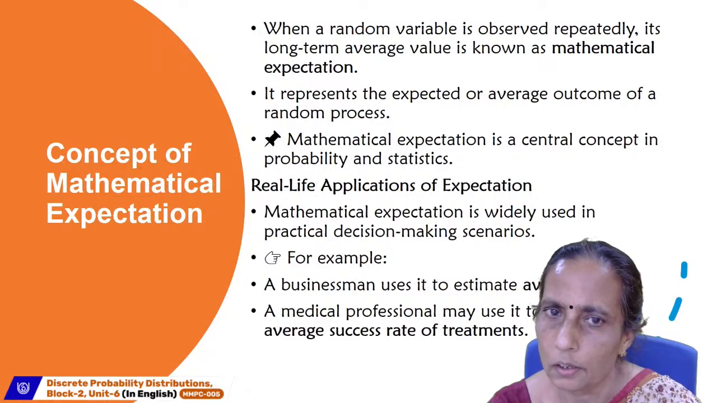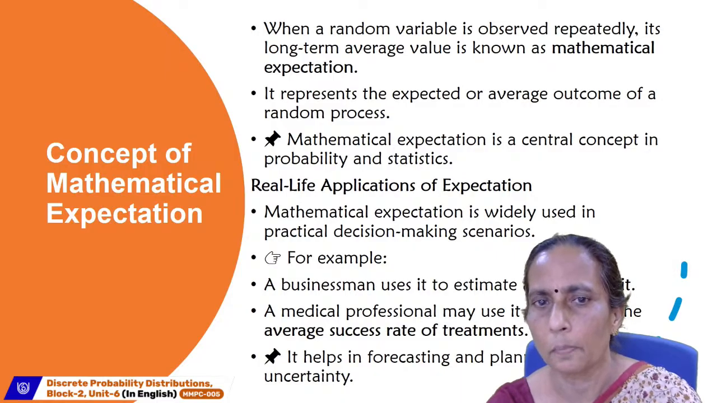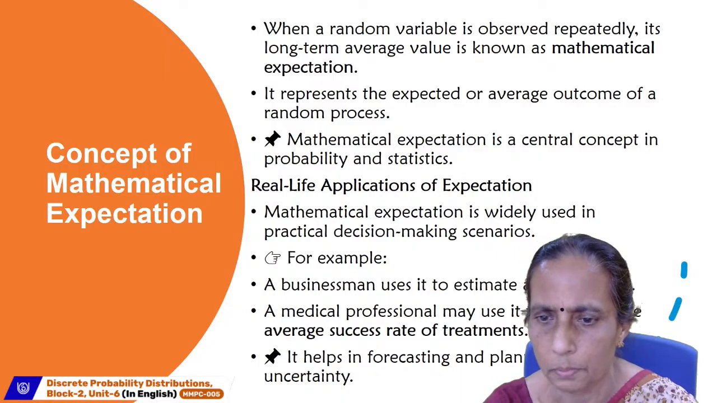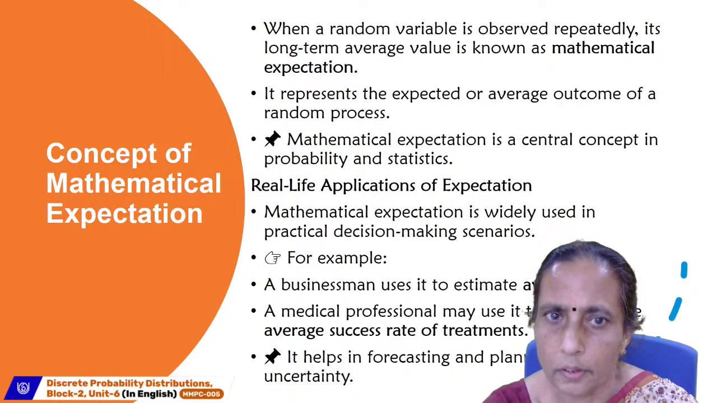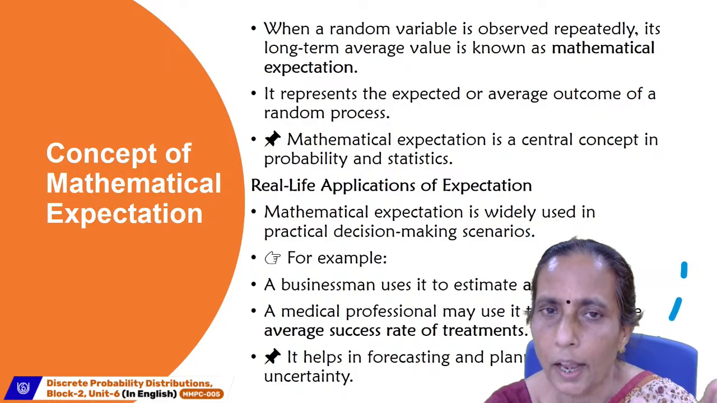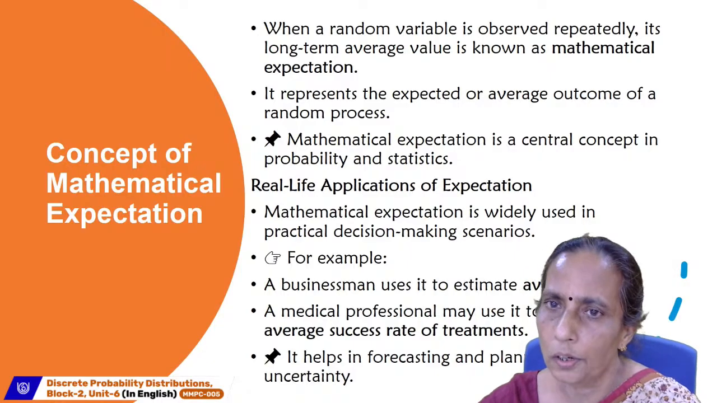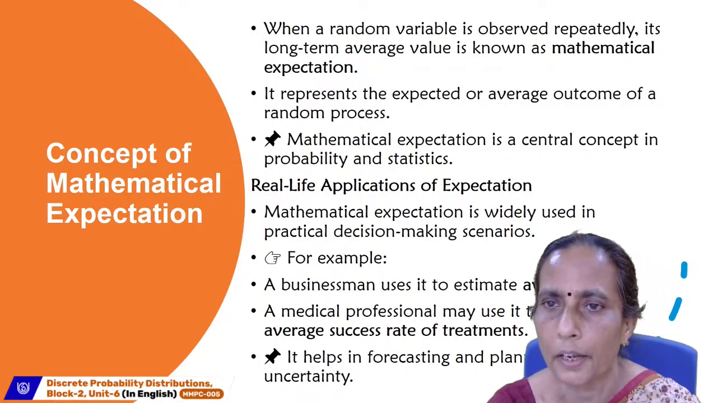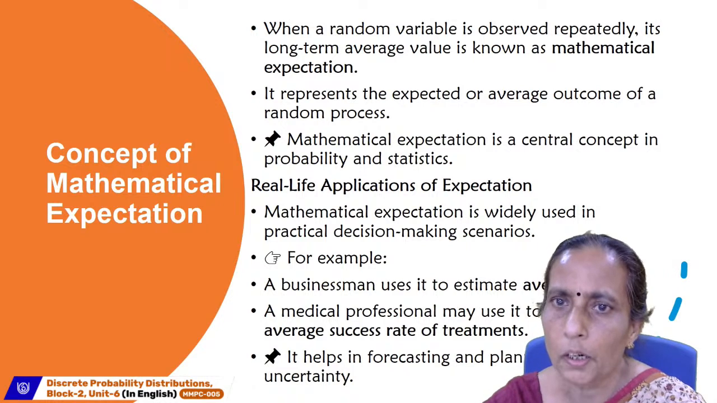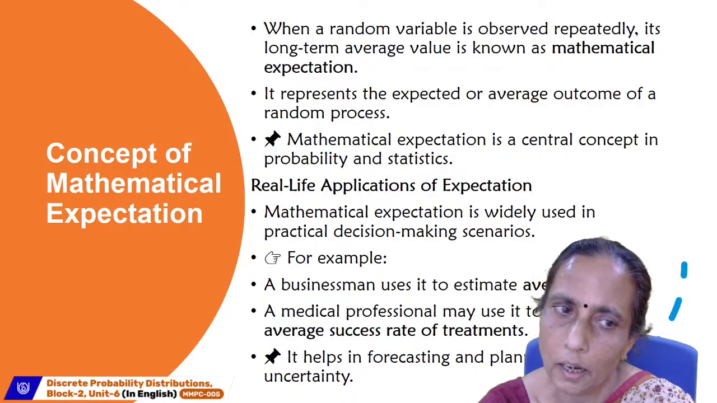So when a random variable is observed repeatedly, its long-term average value is known as mathematical expectation. Okay, long-term average value. Exactly how we will be calculating the mathematical expectation of a probability distribution, we are coming to in our future slides. So when we are observing a random variable repeatedly, its long-term average value, that means the number of times I am observing the behavior of my random variable, then after that number of occurrences, if I calculate the long-term average, that is called my mathematical expectation.